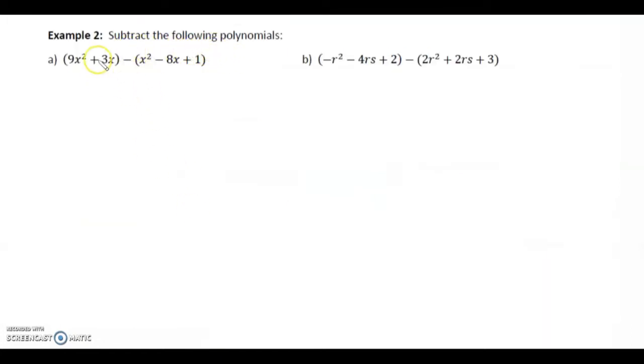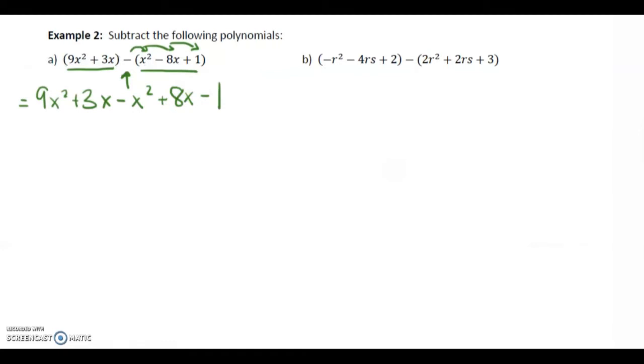Okay, subtract the following polynomials. This time we have a polynomial, a negative sign, and then a polynomial. I'm going to do this distributive property approach where we apply this negative sign onto every term in the second bracket, because we're subtracting this entire polynomial. So the 9x squared plus 3x we're going to leave, and then the second bracket we're going to change to minus x squared plus 8x minus 1.